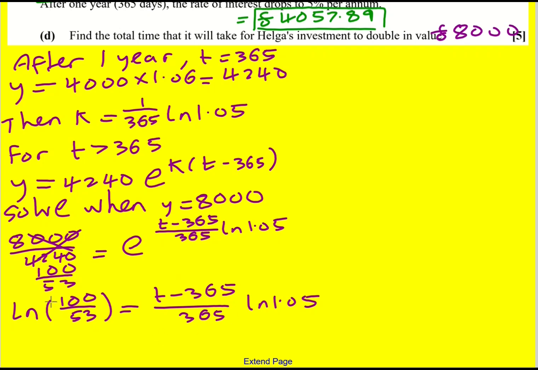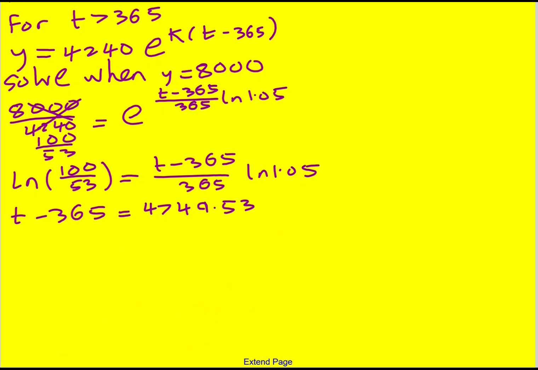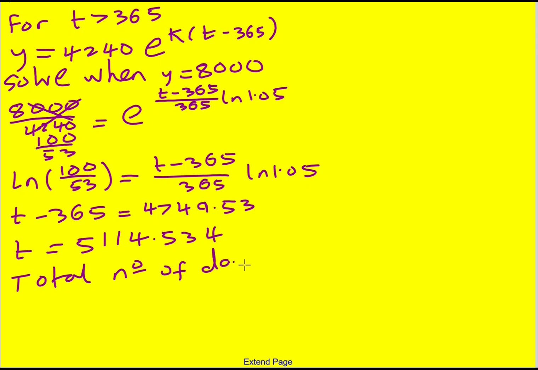I can times through by 365. I can divide through by ln 1.05. We get t minus 365 equaling 4749.53, which means t, adding on 365, is 5114.534. So the total number of days, it's not going to be 5114. We didn't quite have 8,000 there. It's going to be 5115.